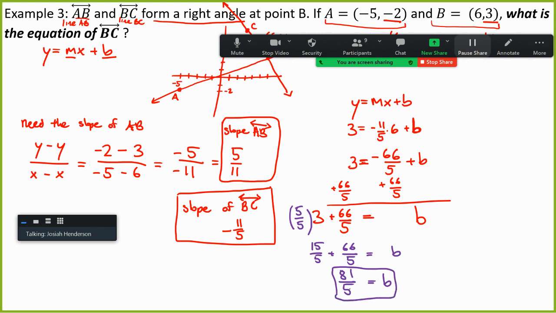And now finally, we can write the equation of BC. Remember, y equals mx plus b. The slope we used was negative 11 fifths. And the b we found was 81 over 5, 81 fifths.